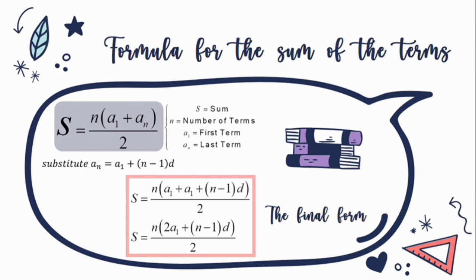Substitute a sub n equal a sub 1 plus n minus 1 times d from the arithmetic sequence formula before. So the final formula is s equal n open brackets 2 a sub 1 plus open brackets n minus 1 close bracket times d close bracket divided by 2.